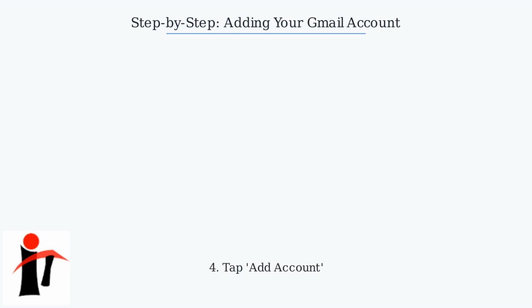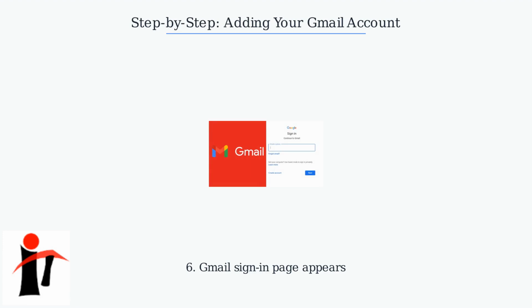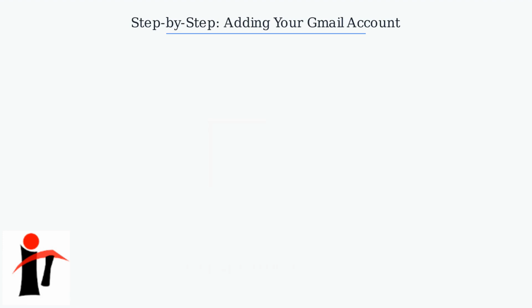In the Accounts section, tap Add Account at the bottom. This is where you'll set up new email accounts on your iPhone. From the list of account providers, choose Google. This tells your iPhone to set up a Gmail account specifically. A Gmail sign-in page will appear in your browser or within the setup process. This is Google's secure login interface. Enter your Gmail address and password in the provided fields. Make sure to use your full Gmail email address and the correct password.